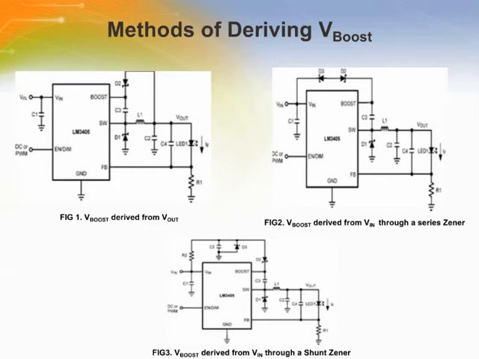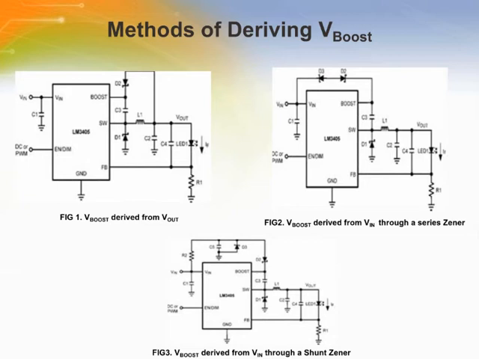There are 4 methods to derive VBoost. The first method is shown in the internal block diagram. Capacitor C3 is charged via diode D2 by VIN. The second method for deriving the boost voltage is to connect D2 to the output as shown in Figure 1. The gate drive voltage in this configuration is VBoost minus VSW equals Vout minus VD2 plus VD1.